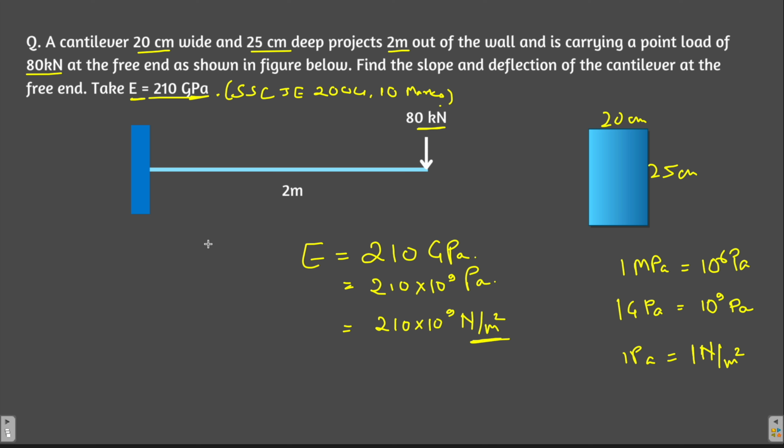Load is given in kilonewton, so let me write P as 80 kilonewton. To convert 80 kilonewton, we have to multiply it by 10 to the power 3, so it will be 80 into 10 to the power 3 newtons. Now this 20 centimeter and 25 centimeter, you just write it down. Breadth is 0.2 meters and depth is 0.25 meters, converted into meters. Now everything is easy. We will solve the question.